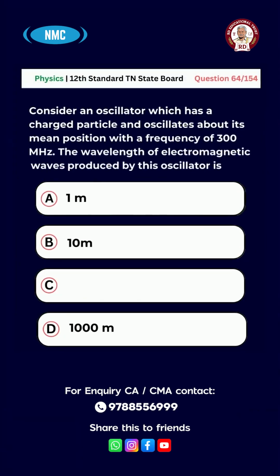Question number 64. Consider an oscillator which has a charged particle and oscillates about its mean position with a frequency of 300 MHz. The wavelength of electromagnetic waves produced by this oscillator is option A 1 meter, B 10 meter, C 100 meter, D 1000 meter. The right answer is option A 1 meter.